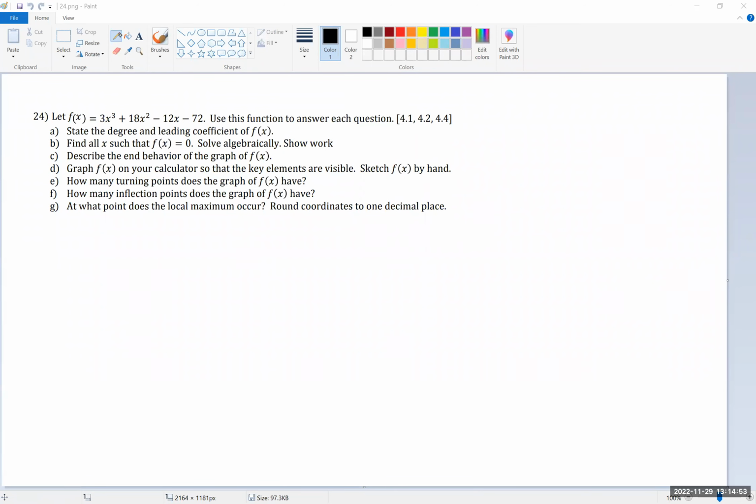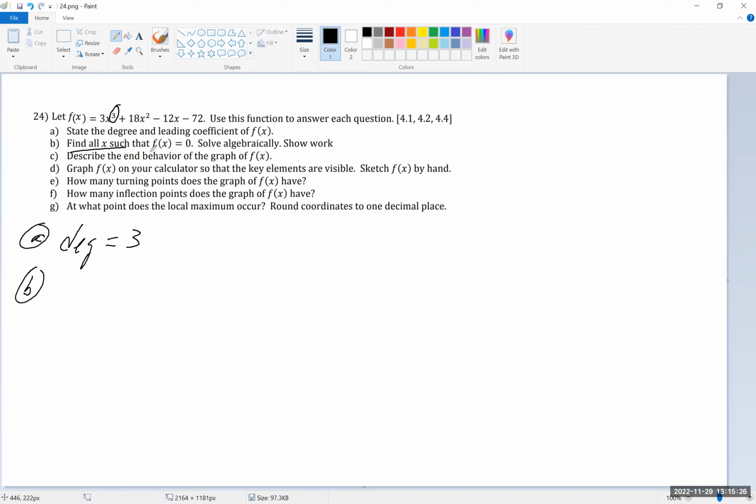All right, so this is number 24. It says let f of x be equal to 3x squared plus 18x minus 12x minus 72, and use the function to answer each of the questions. So part A says state the degree of the leading coefficient. Everything's in the right order. You want to check that. So the degree of the leading coefficient is 3 because this exponent is 3.